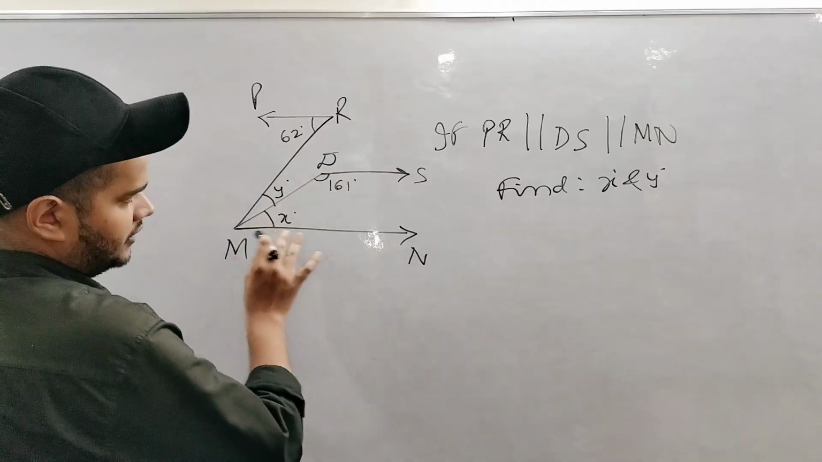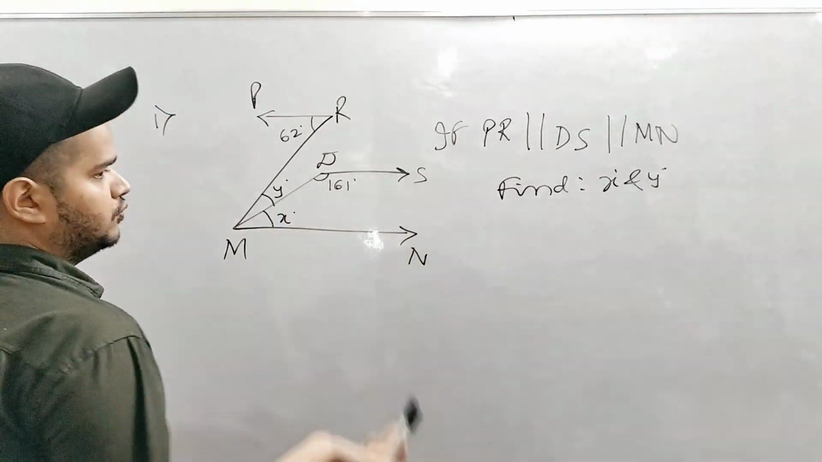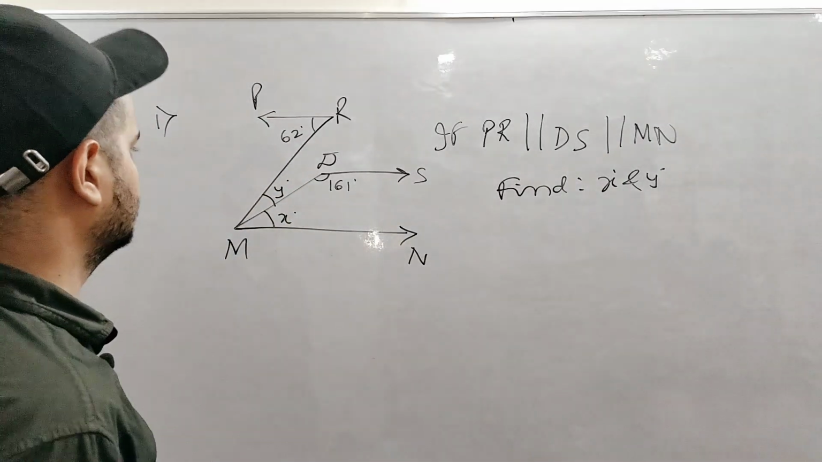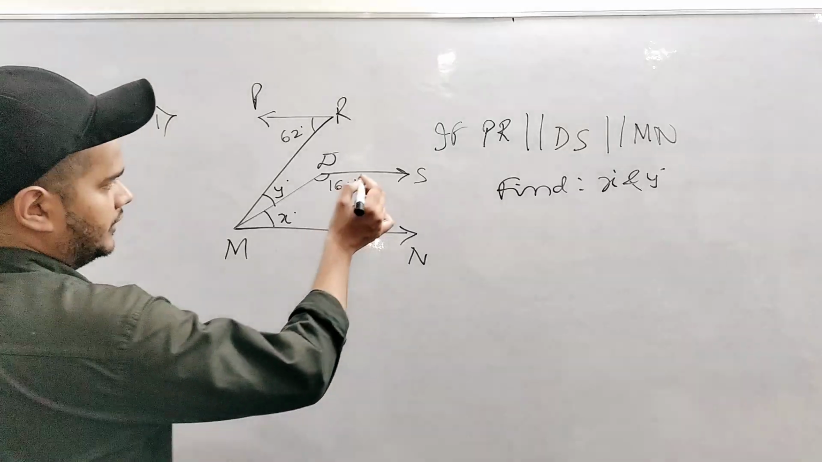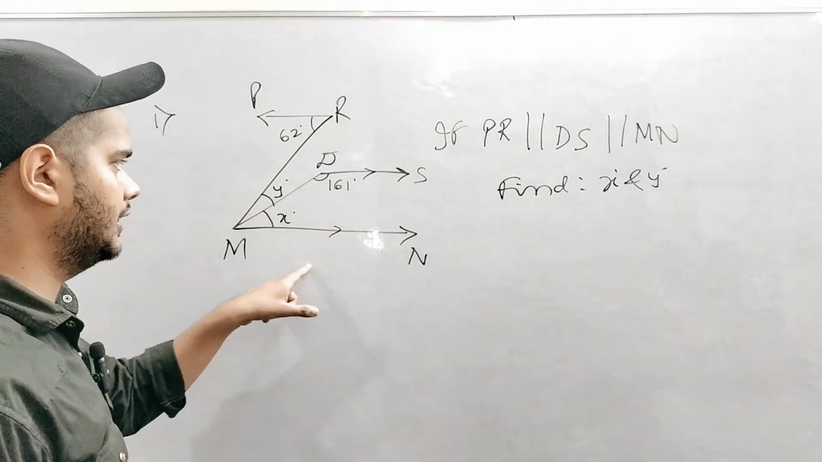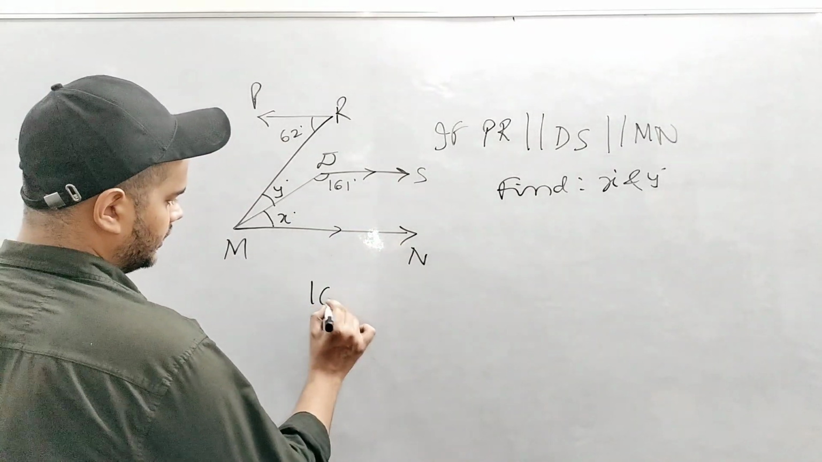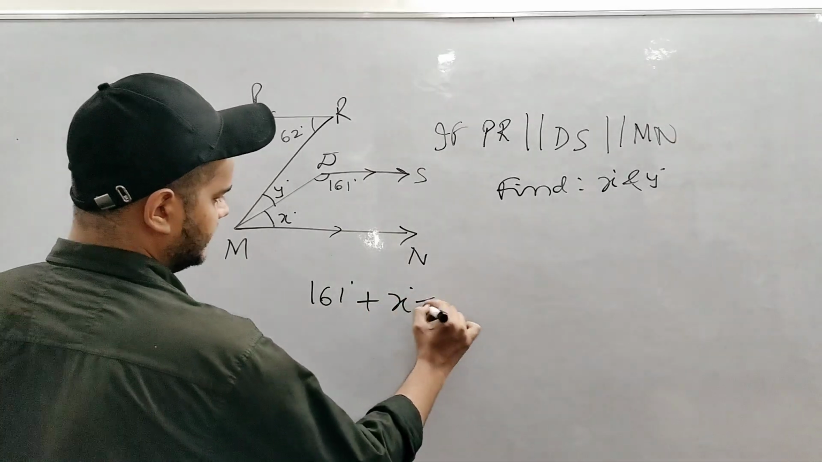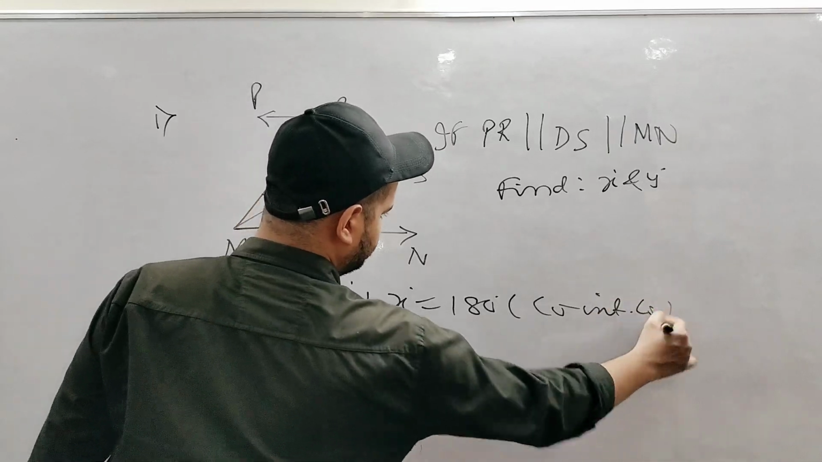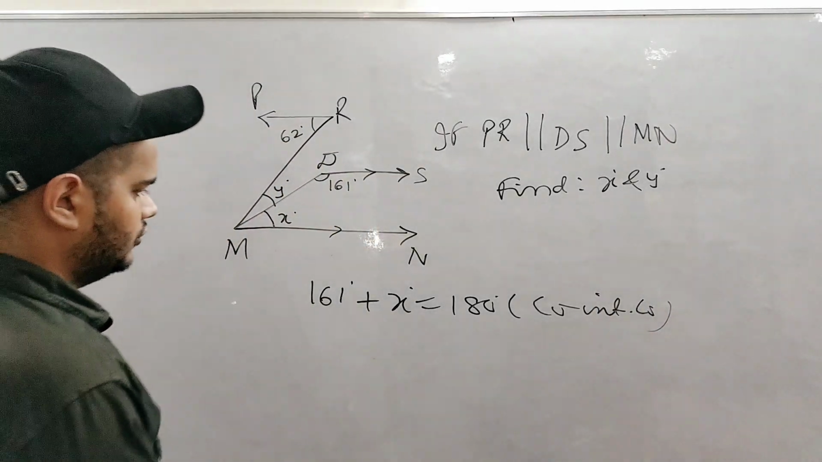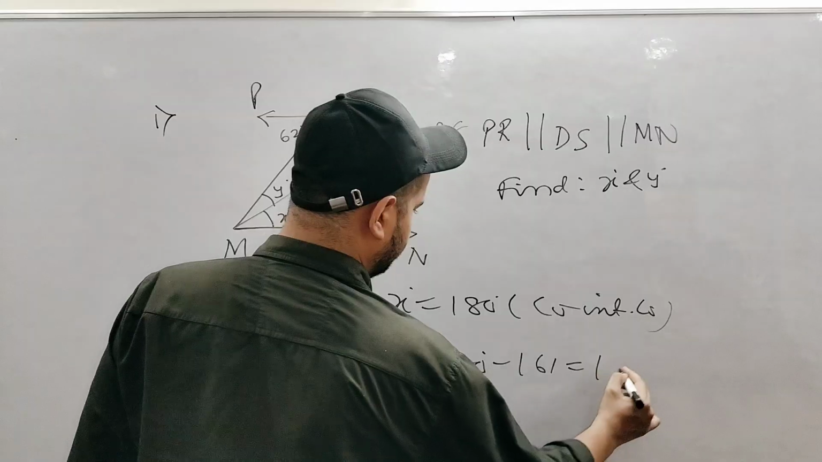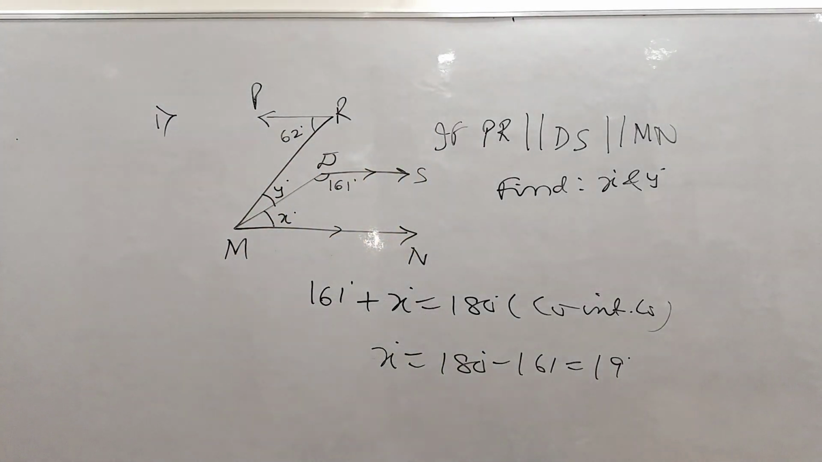यहाँ पे ऑल्टरनेट बन रहा है, बट सिंस y and x both are unknown, I cannot use the property of alternate correctly. But here this DS is parallel to MN. DS MN के पैरेलल है, so 161 प्लस x की वैल्यू 180 हो जाएगी, को इंटीरियर एंगल, राइट. तो फिर यहाँ से वैल्यू ऑफ x 19 आ जाएगा. ठीक है.